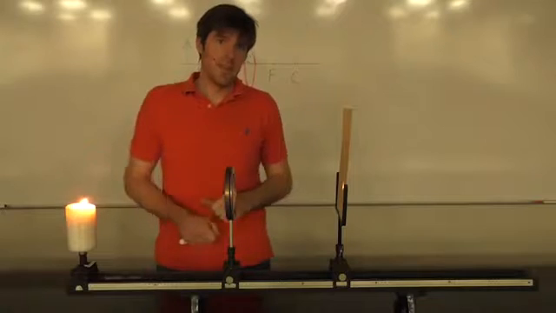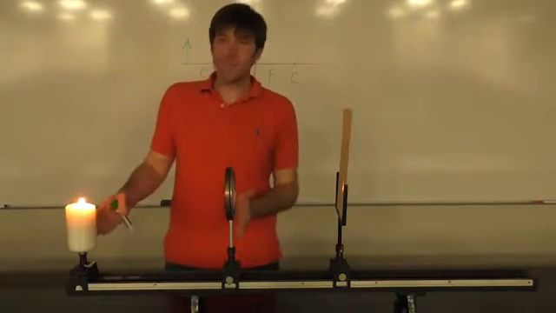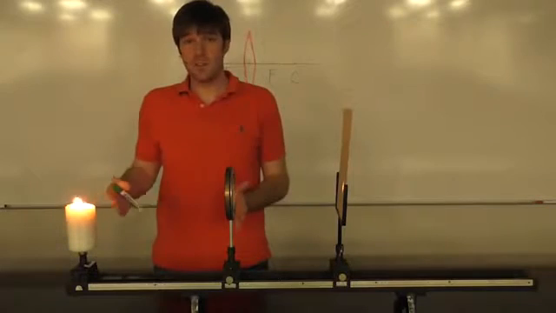Now, this image, since it forms on the opposite side of the lens as the object, is still a real image, and it's still inverted. However, as you notice, the size of the image has been drastically reduced from the size of the object. And this occurs when the object is placed past 2 focal lengths away from the lens.